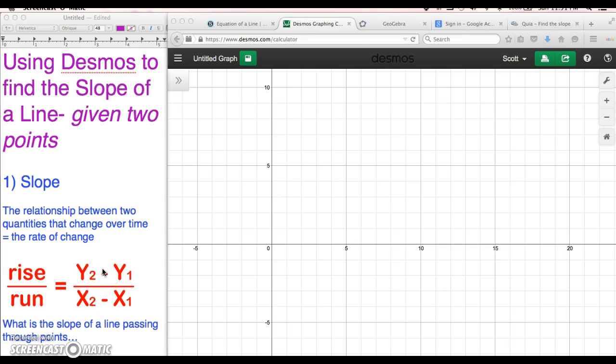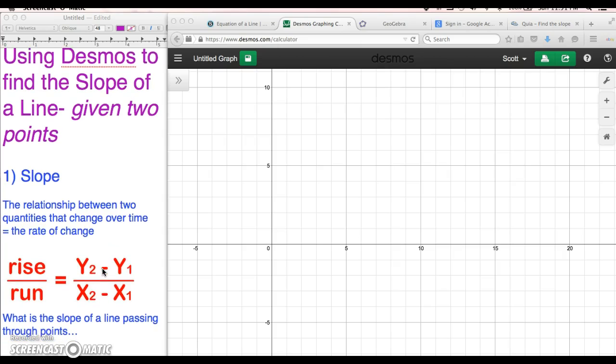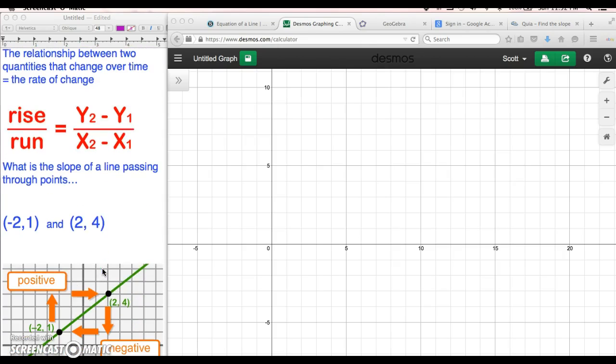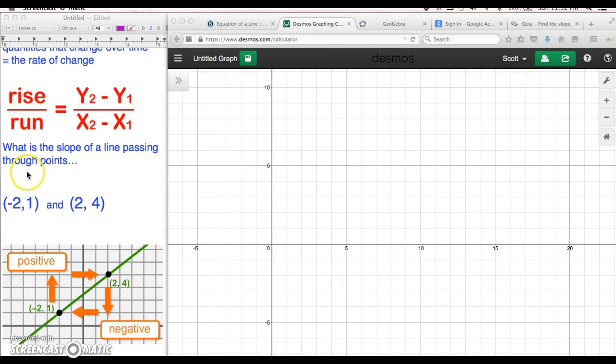This is a lot of information to be thrown at you right away, so I'm going to show you how this works. I want to know what is the slope of a line passing through points -2, 1 and 2, 4. To do this, I'm going to use this equation right here, the rise divided by run, and I'm going to use Desmos.